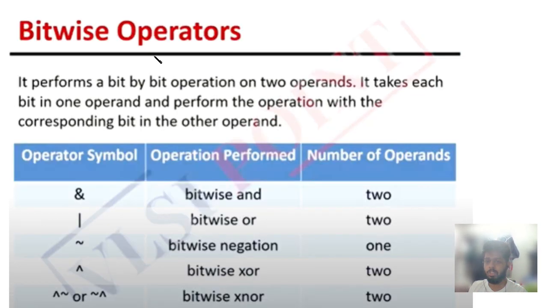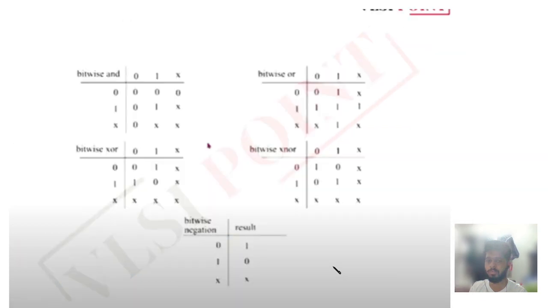This is a bitwise operator. It performs a bit-by-bit operation on two operands. It takes each bit in one operand and performs the operation with the corresponding bit in the other operand. Here is the table of operation symbol, operation performed, and number of operands. Bitwise AND is performed between two operands. Bitwise OR is performed between two operands. Bitwise negation is performed upon one operand. Bitwise XOR is performed upon two operands. Bitwise XNOR is performed on two operands.